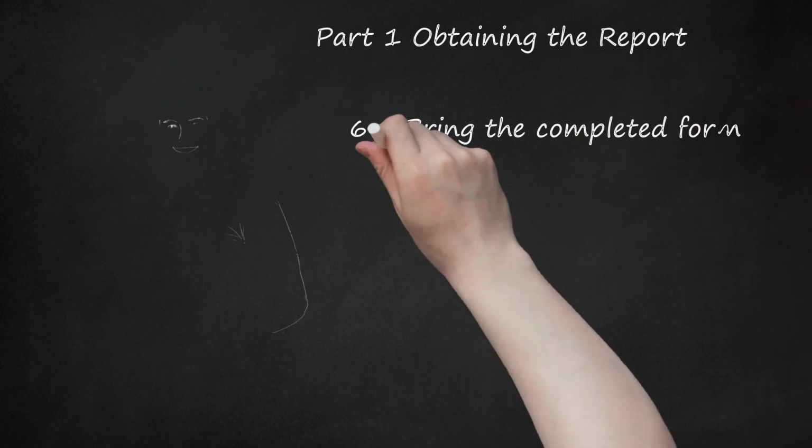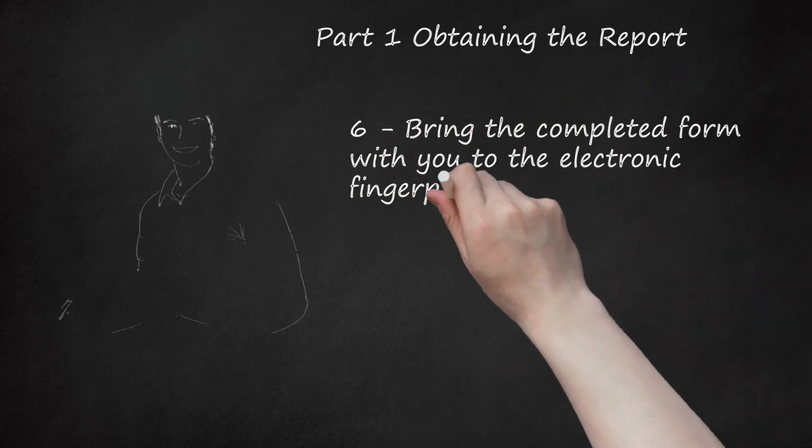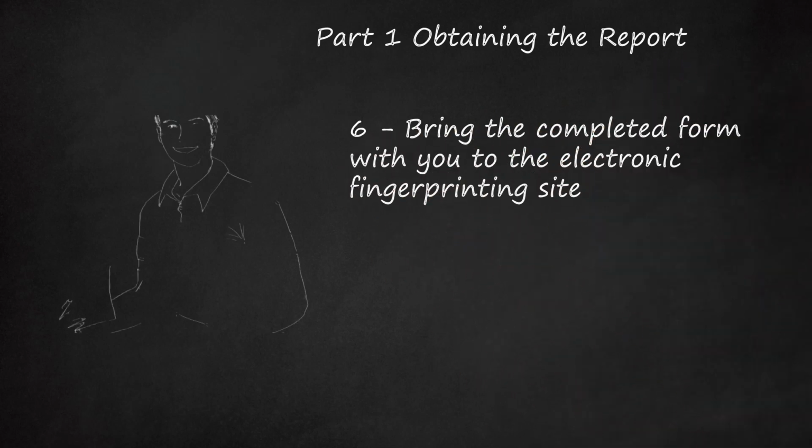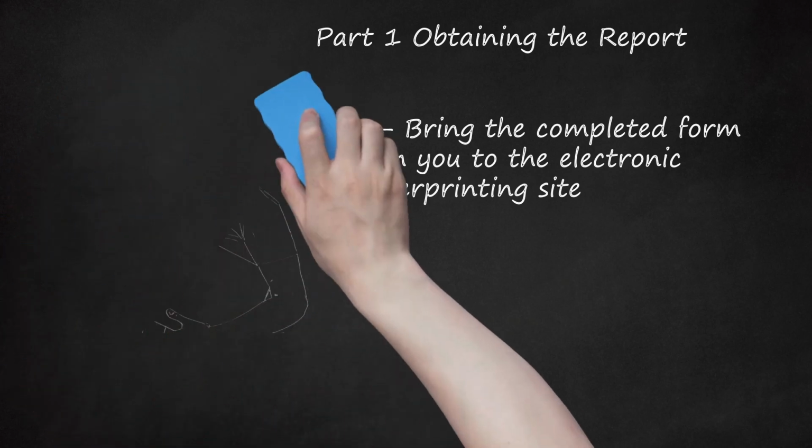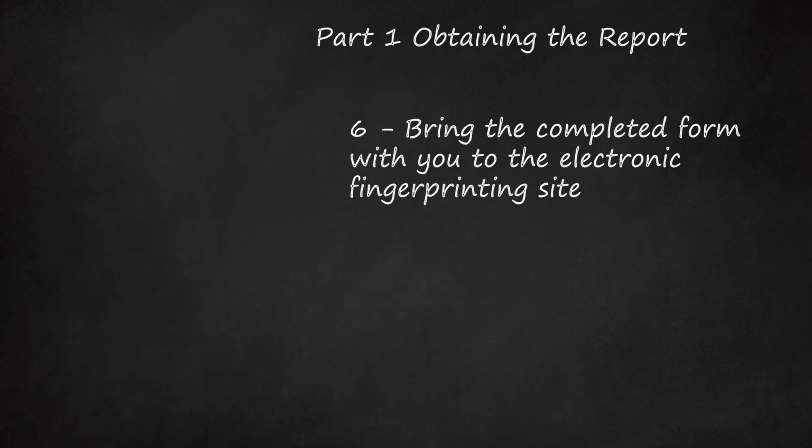6. Bring the completed form with you to the electronic fingerprinting site. You can submit the form to the site personnel when you get fingerprinted. If you're dealing directly with the state agency, then you'd have to submit the form to the agency, together with the fingerprint card you received from the local police or other agency which took the fingerprints for you.